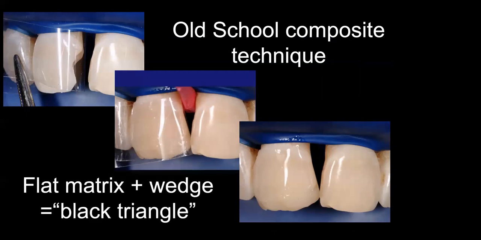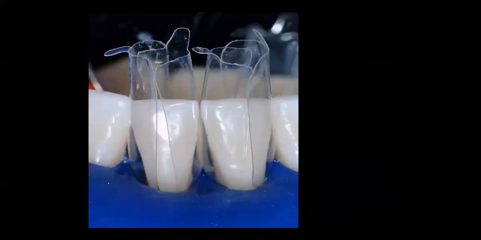Isn't that funny? Well, it's not that funny. And so then I invented the Bioclear matrix. So here's a case. These are A103 matrices, and I'm going to be treating some black triangles, and I'm doing 2 at a time, which is what I used to do back then. You can see that the matrix is seated fully. It goes all the way down to the bottom of the sulcus.